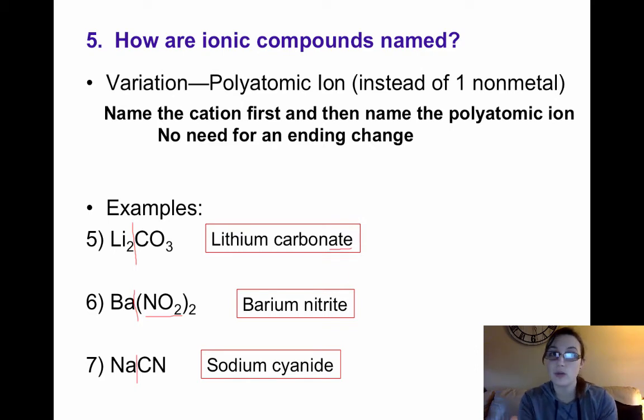So that's going through and naming ionic compounds. Remember that the only time you have to have anything special in the name is if it's a transition metal. You need Roman numerals. And when it comes to polyatomics, you just need to know those 12 polyatomic ions so you can identify them.